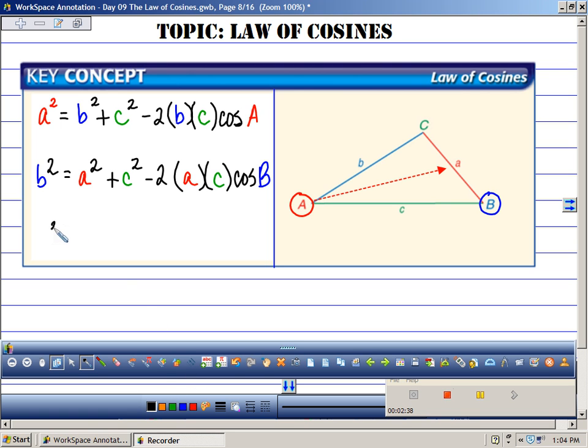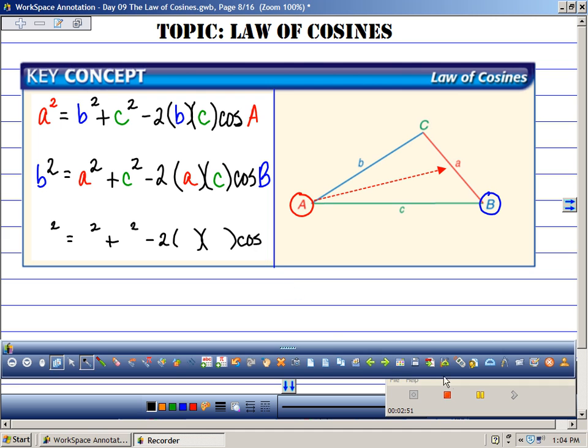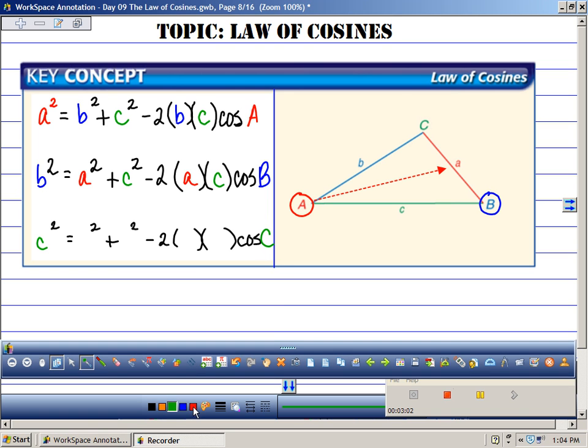Let's do the last one. I'm going to square a side. That's going to be equal to squaring the other sides and subtracting 2 times those sides times the angle of the side I want, or the angle that I want. It doesn't matter which category you put them in. So this would be C squared, because I'm looking for the cosine of C. Fill in my A and my A, and fill in my B and B.